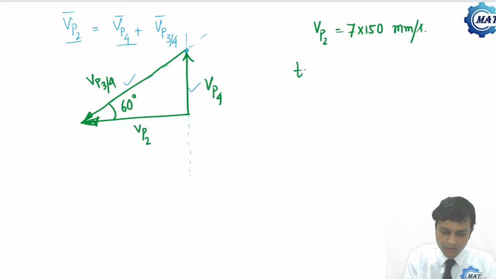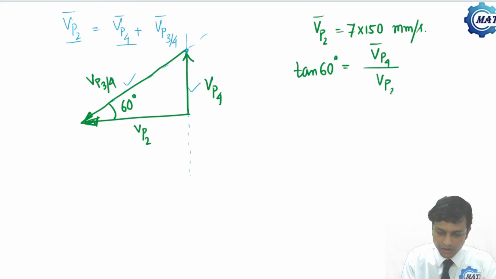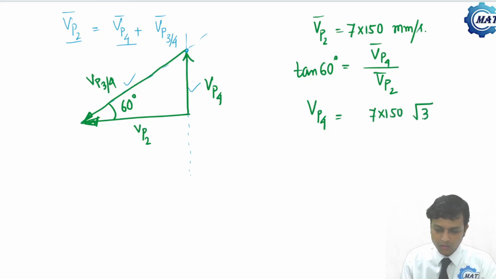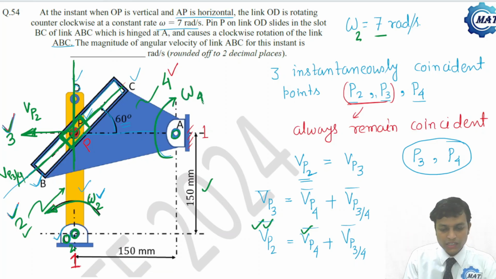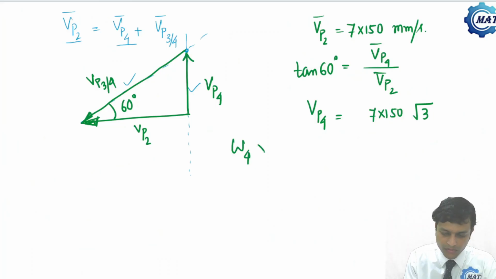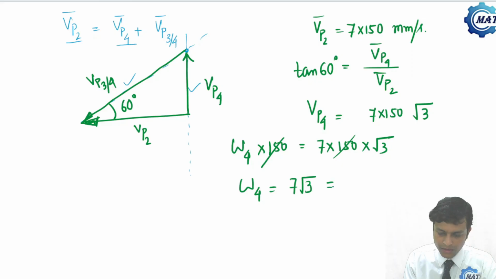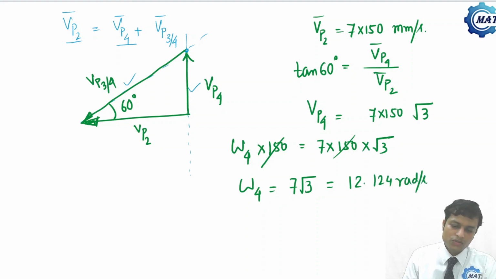Now, tan 60 degrees is Vp4 by Vp2. The value of Vp2 is known. Vp4 is Vp2 times tan 60, that is 7 into 150 into root 3. If the angular speed of link 4, ABC, is omega 4, which has to be determined, then omega 4 into AP, which is 150, equals Vp4. So omega 4 into 150 is 7 into 150 into root 3. That is, omega 4 is 7 root 3, which equals 12.124 radian per second. So this is the way to solve this problem.